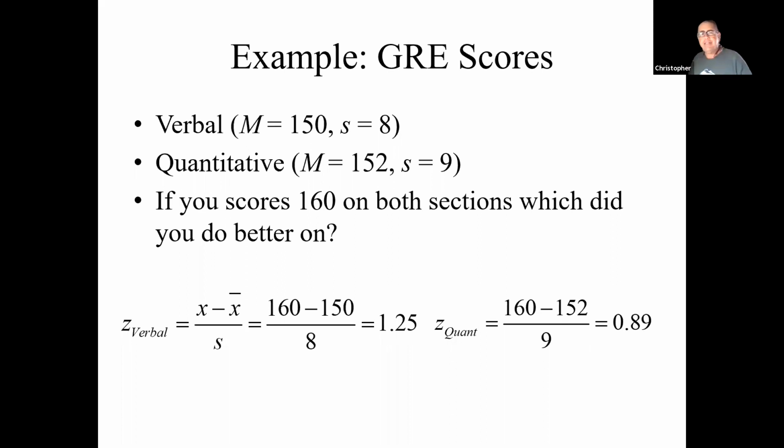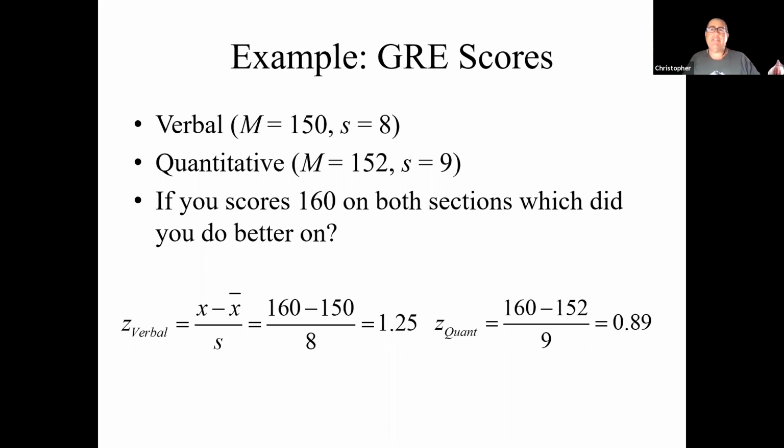Well, if we calculate the z-score for verbal, we'll see that that gives us a value of 1.25. If we calculate it for quantitative, we'll see that we're not even a single standard deviation above the mean. So based on that alone, we can see that we actually did better on the verbal section, even though the raw score of 160 is exactly the same.